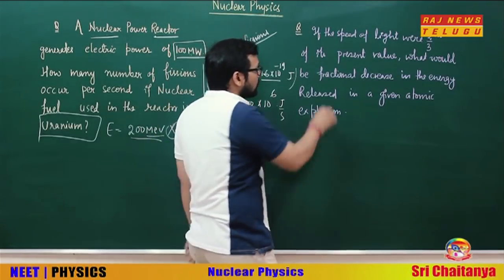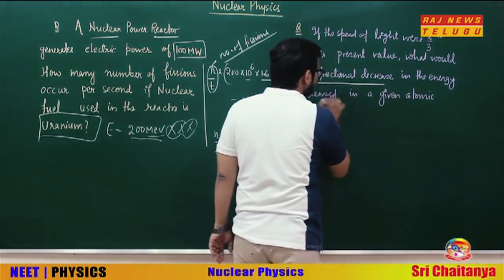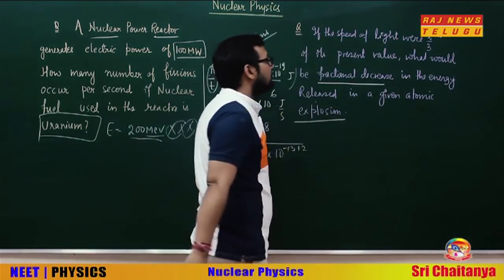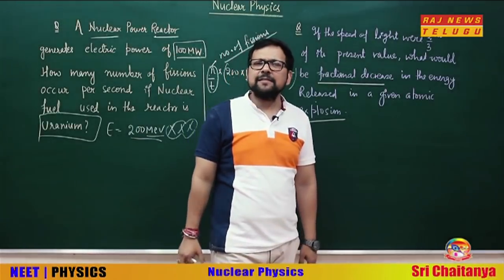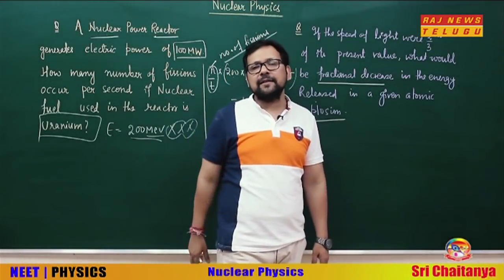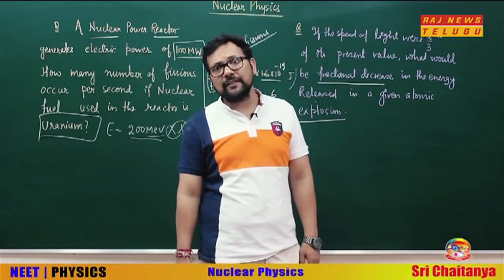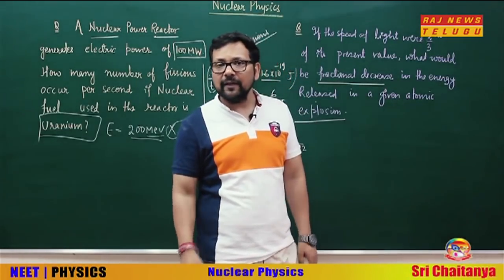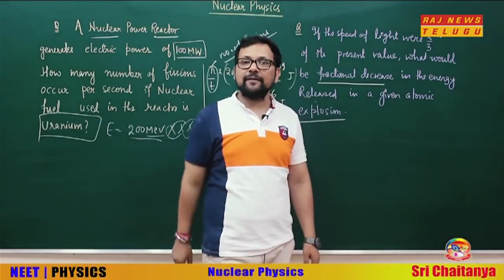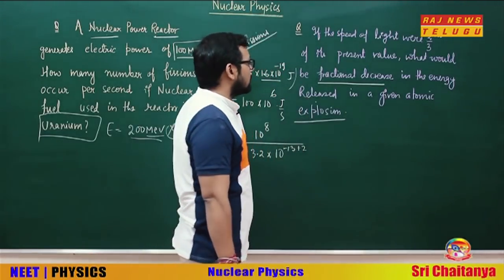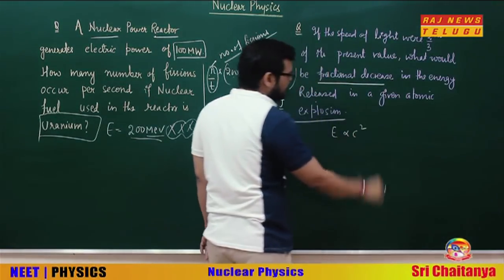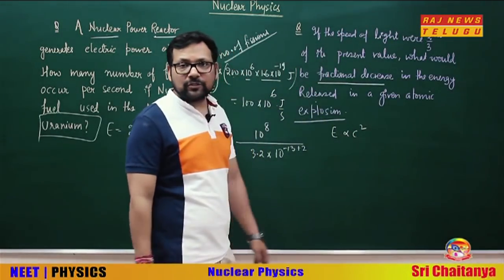Then what would be the fractional decrease in the energy released in a given atomic explosion? Okay, it means the energy released in the atomic explosion is related to the speed of light. Obviously it is. That's called mass energy equivalence. E is equal to mc square. So can I write E is proportional to c square?